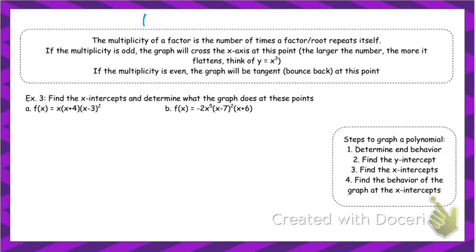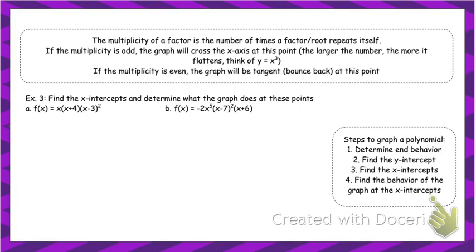So for example, if you have x minus 2 squared times x minus 1, well, x minus 2 squared is actually on there twice. It's actually x minus 2 times x minus 2. So the multiplicity of that factor is 2. That means the multiplicity of the root of 2 is 2. Now, the multiplicity actually has an effect on what your graph looks like. If the multiplicity is odd, then the graph will cross the x-axis at that point. Now, the bigger the number, the more it flattens as it crosses.